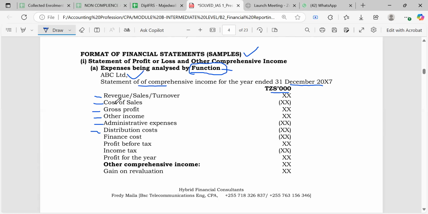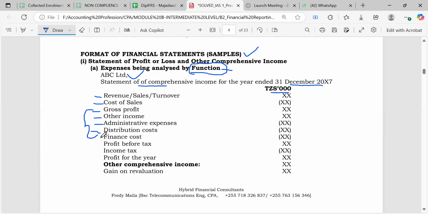After that, we would go to other items which do not relate to the operation of the business, like finance costs. Here we have said the other income. Let me tell you one thing. Have you ever seen gross profit and then they put here operating profit?